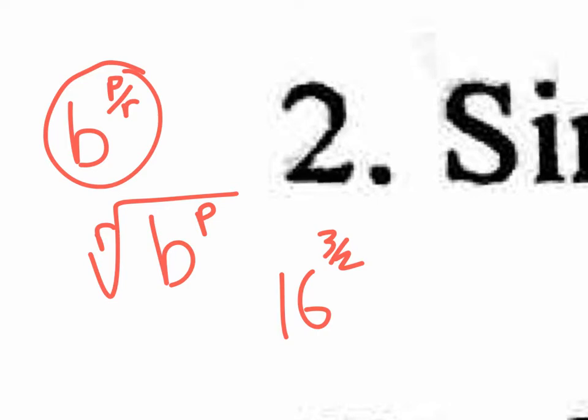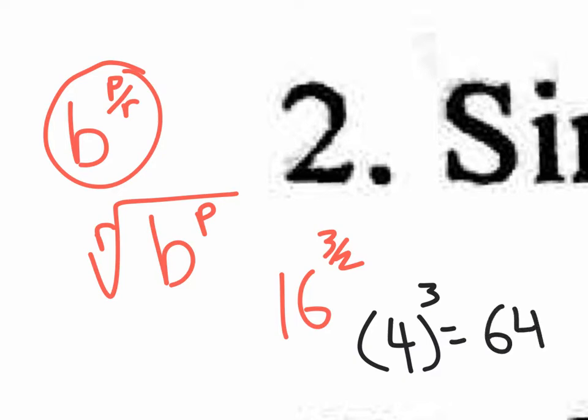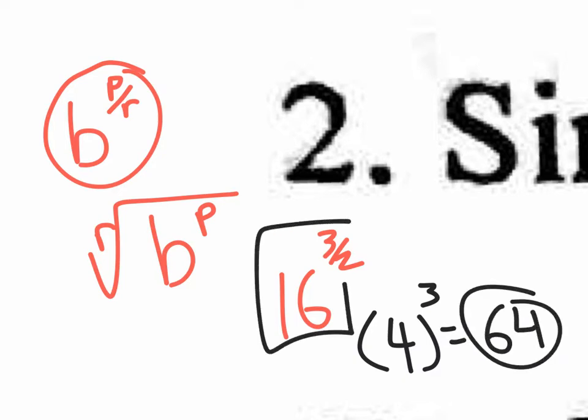Either way is fine. So let's say you want to do the square root of it because it's a 2 down there. So let's do the square root of 16, and you're going to get 4. And there's no longer a 3/2, now there's just a 3. And then you could say, okay, 4 times 4 is 16, 16 times 4 is 64 as your final answer for 16 to the 3/2 power, okay?